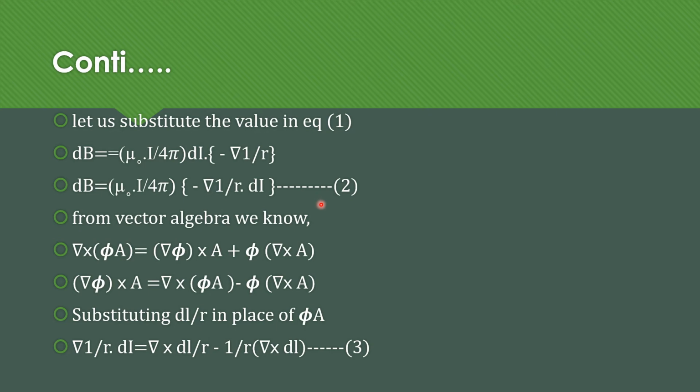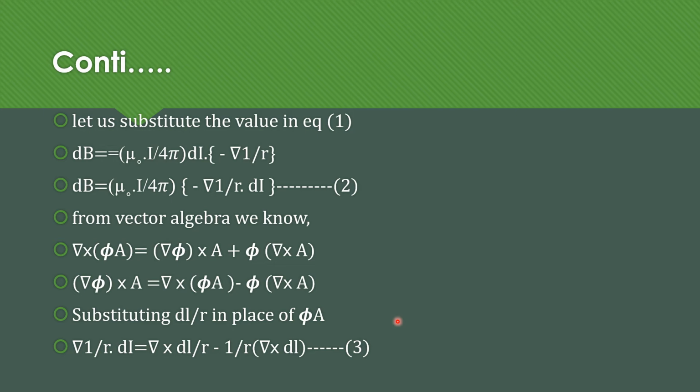Now we have simplified this equation. Simply this dL is moved here. And from vector algebra, we know del cross phi A is equal to del phi cross A plus phi into del cross A. So we simply change the place of del phi cross A, and this comes out to be del cross phi A, and we take this term to the other side, so that it comes out negative.